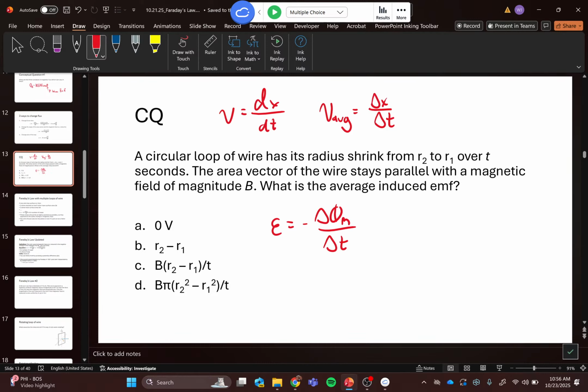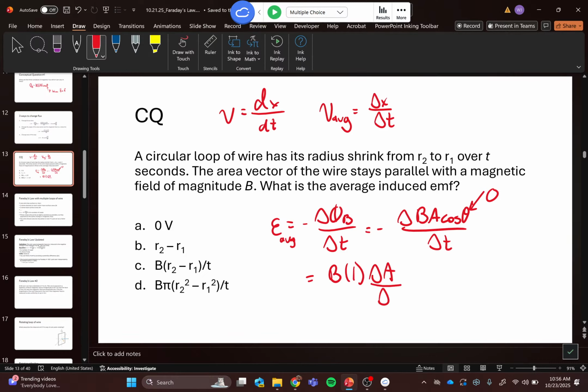All right, so we're going to find the change in magnetic flux with respect to time. So negative change of flux. Flux is BA cosine theta over delta T if it's an average. Now, my magnetic field is a constant. My angle is 0. Why? Because they're parallel to each other. It says that in the problem. Cosine of 0 is 1. So, boom, that just gets pulled out. Change in area over change in time.